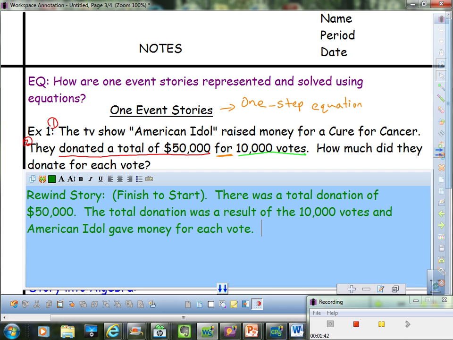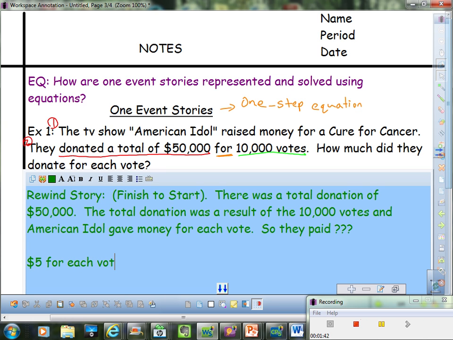Let's go back to the beginning. So they paid how much for each vote? Gilberto, what did you guys say? You guys agree or disagree? Agree? So they say that, and don't write this down because we got to check it, they're saying that it was $5 for each vote if they work backwards. How can we check to see if that's right? Okay, I can divide or I can multiply.